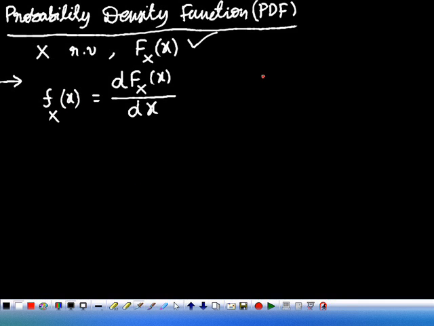See the notation. Here we are using small f, and this capital X is a random variable. Small x is the value taken by the random variable. We are following this notation. Better you follow the same notation. So we see some important properties. This is the probability density function.